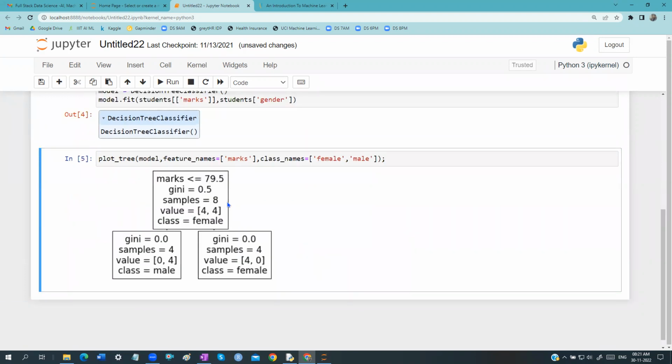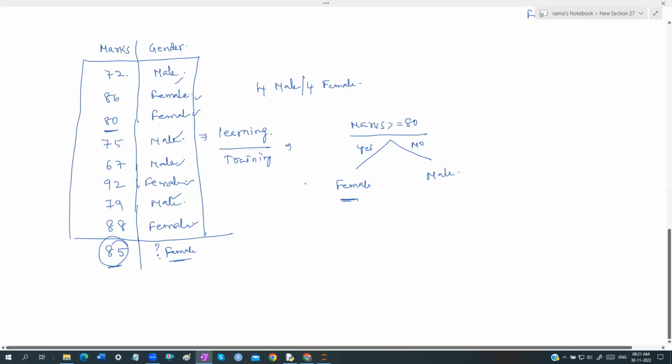It decided marks is less than or equal to 79.5. If marks are less than or equal to 79.5 and your answer is yes, come towards the left-hand side. There will be arrow marks like this. I wrote marks greater than 80, but the machine has written marks less than or equal to 79.5. Both mean the same. Then it is going to be male, else it is a female.